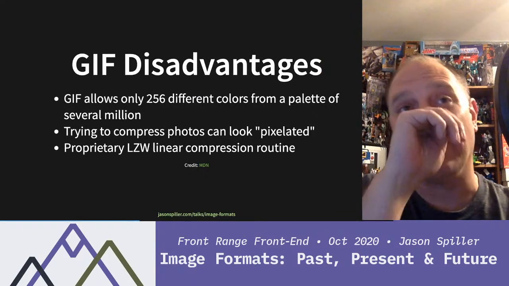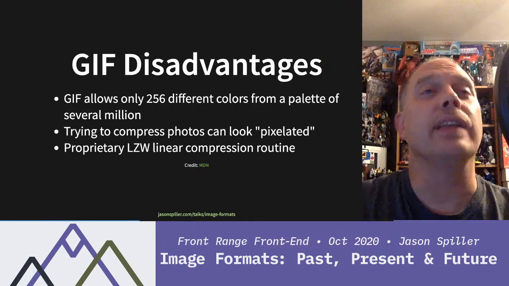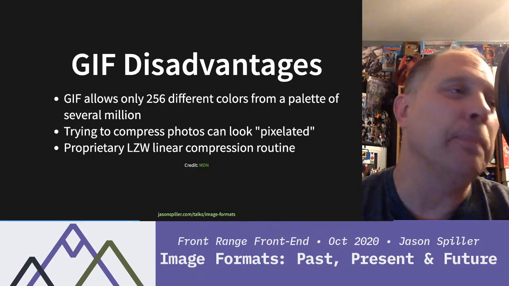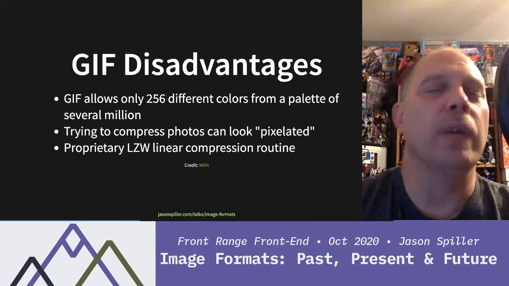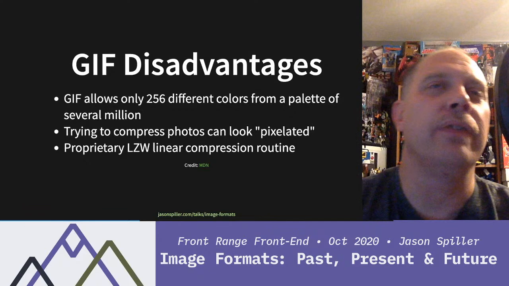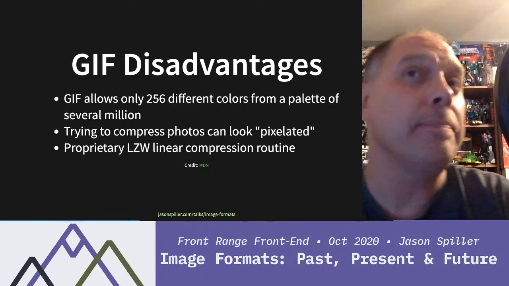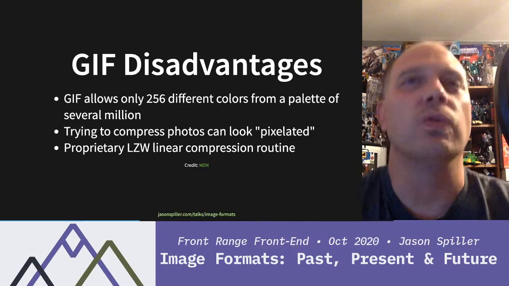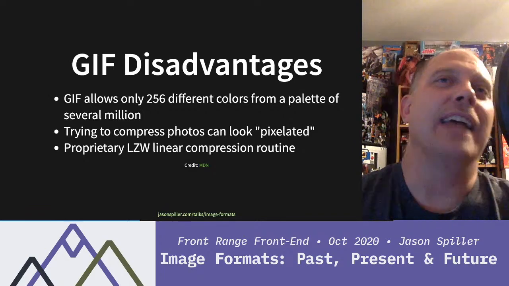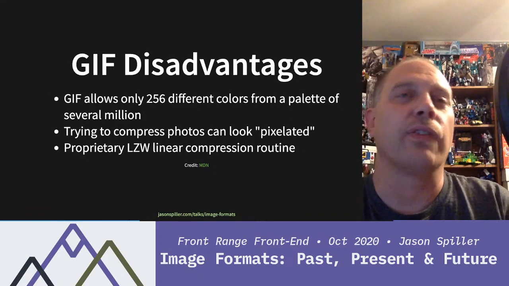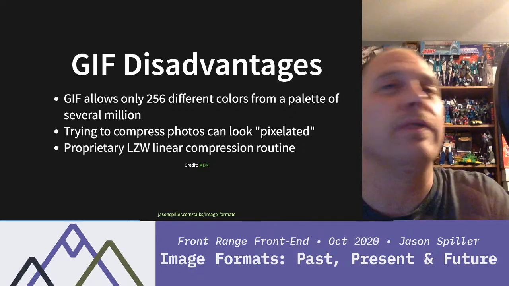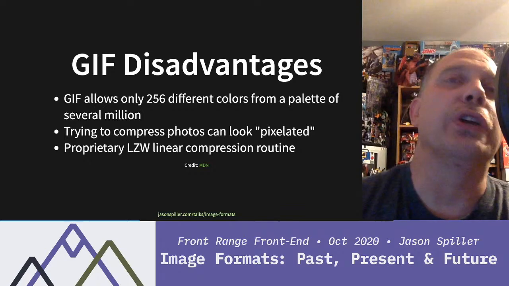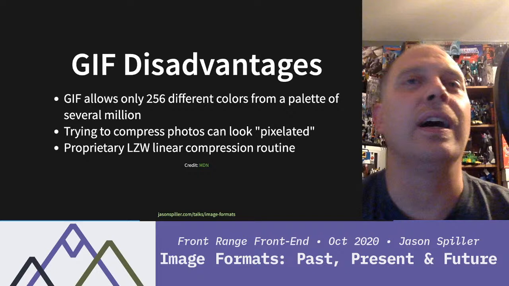the disadvantages of GIFs: it only allows 256 different colors from a palette of several million. So it's basically 8-bit depth, which, if you're familiar with video gaming, you have the 8-bit Nintendo Entertainment System. And trying to compress photos can look really bad, because as we saw in that one blown up picture of the pixels, there were probably 256 colors in that little tiny sample of the water. So you can imagine trying to do an entire photo where you only have 256 colors.